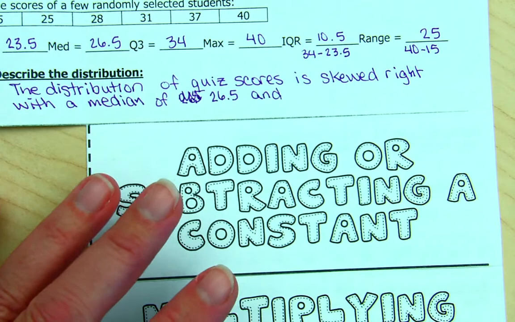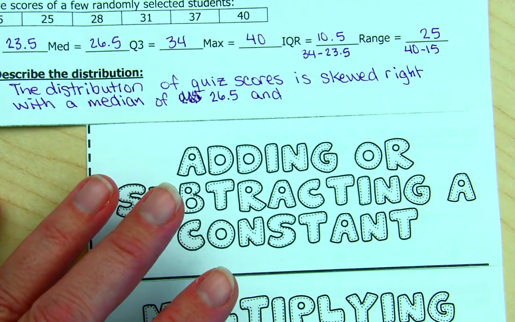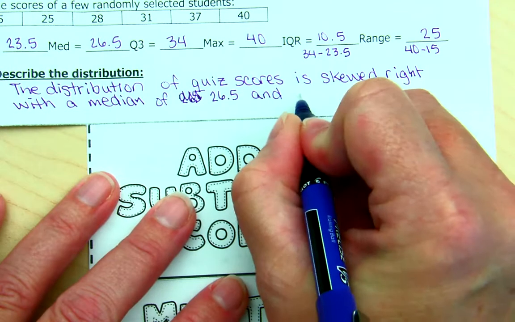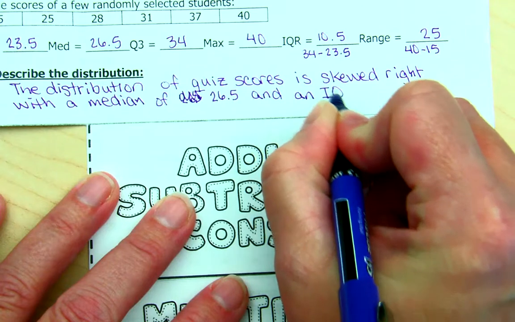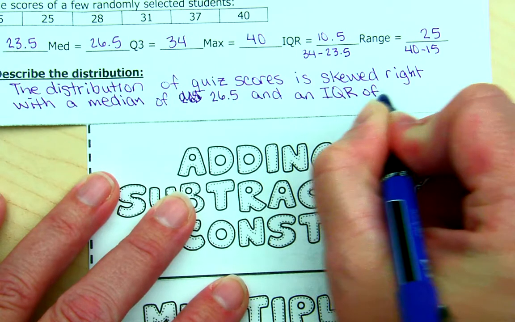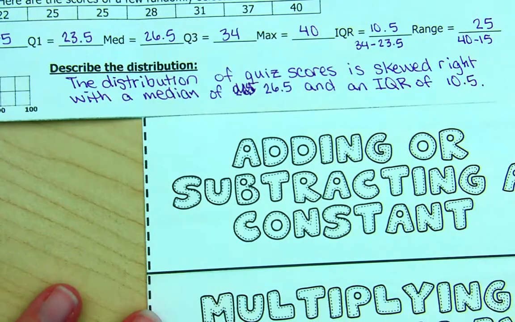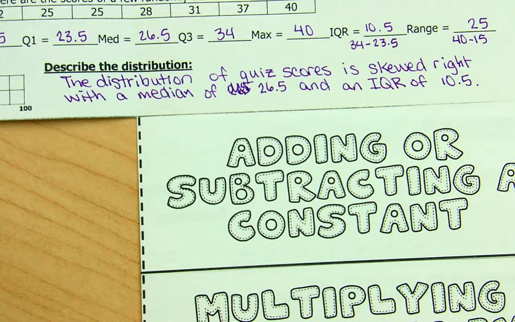And what are we using for spread? It's skewed. So for spread, IQR. IQR is 10.5. So we've got everything in there we need. We didn't have any outliers, so we don't need to worry about this.